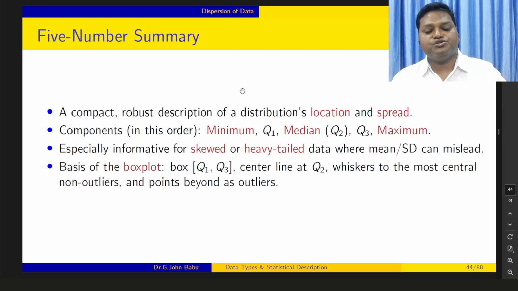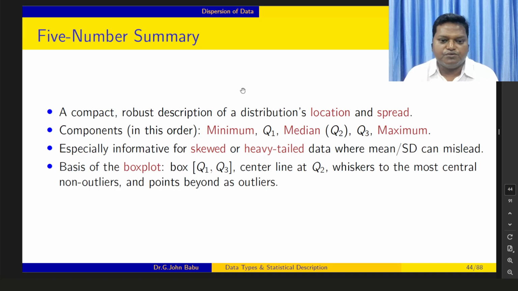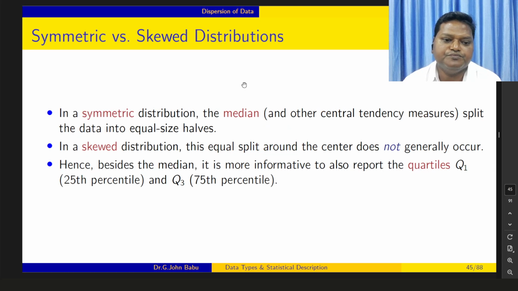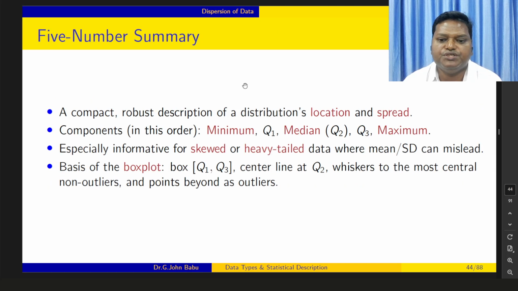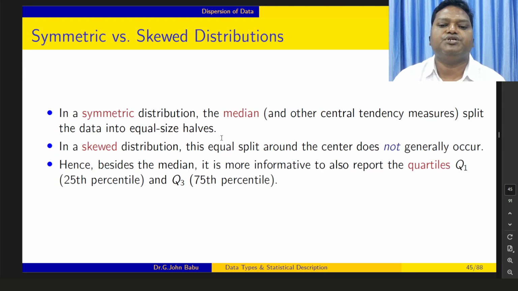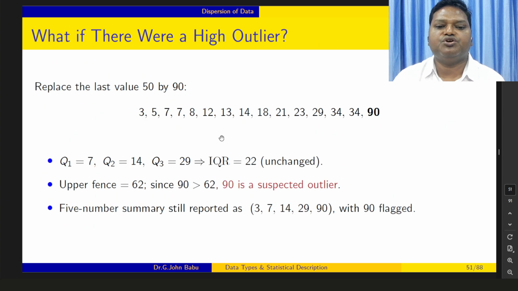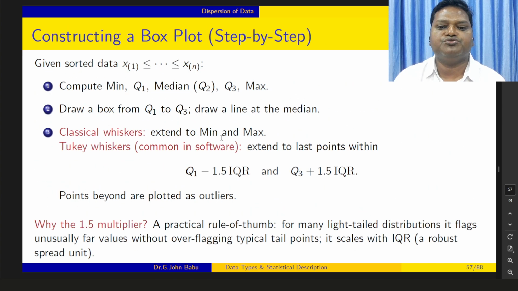With this, we can also represent data by a 5-number summary. If you want to represent the data, the 5-number summary is very helpful to describe the data. These 5 numbers are minimum, Q1, Q2 that is the median, Q3, and maximum. If you specify these 5 values, we say that it is a 5-number summary. From the 5-number summary, we can draw a box plot. Let me show that box plot to you.